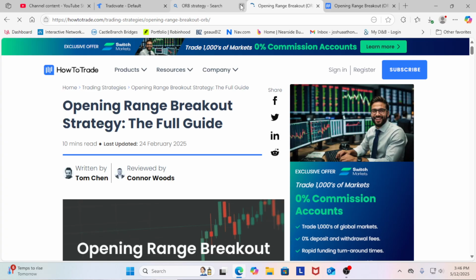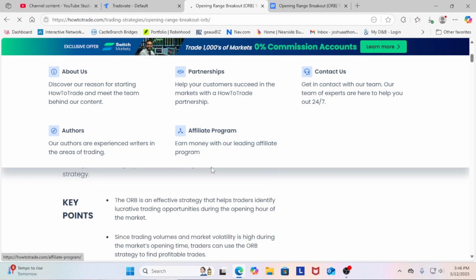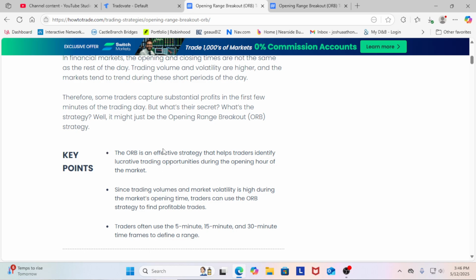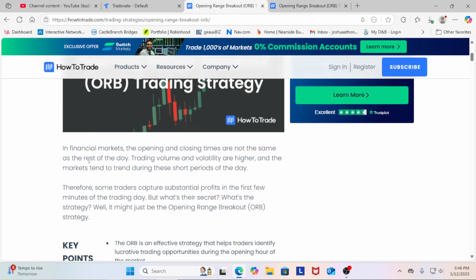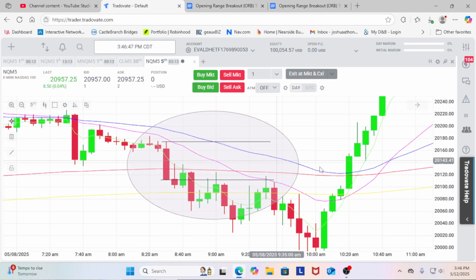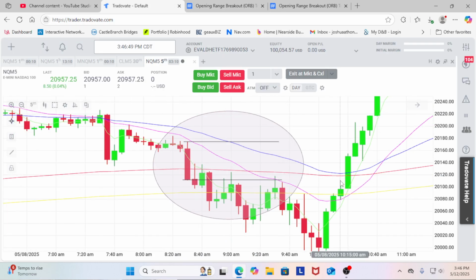Let's go right into this article real quick. In financial markets, the opening and closing times are not the same as the rest of the day. Trading volume and volatility are higher, and the markets tend to trend during these short periods of the day. So basically, you can capitalize off the first couple of minutes when the market opens.